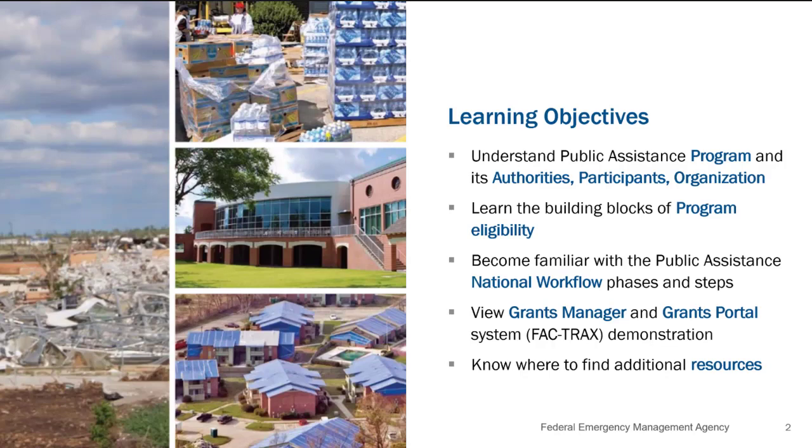Learning objectives. We want to talk about the Public Assistance Program: its authorities, your participants, and the organization, how it's put together, the building blocks of that program, who's eligible, and how that's even conceived of. Then we'll become familiar with the Public Assistance national workflow, those phases in which we're able to process grants through the tools known as Grants Manager and Grants Portal. At the end of the session, we'll discuss where you can find additional resources to help you in your role within Public Assistance, helping our survivors of disasters.